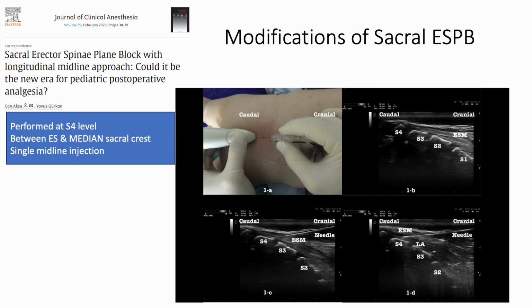Subsequent to the original description of the sacral ESP block, multiple modifications were described. In this modification, in pediatric patients, a single midline injection at the level of S4 was used for pediatric hypospadias surgery. The injection was between the erector spinae muscle and the median sacral crest, and a single injection was sufficient for bilateral spread.